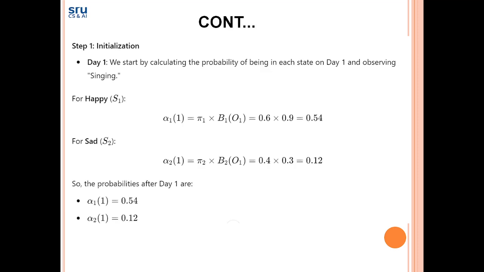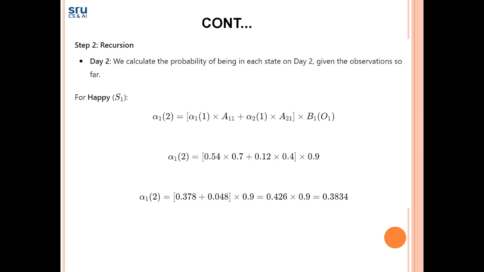Now, initialization. We start by calculating the probability of being in each state on day 1, observing singing. For happy, S1, we calculate, say, 0.54. For sad, S2, we calculate it as 0.12. So the probability after day 1 is given by alpha 1, here say 0.54, alpha 2, say 0.12.